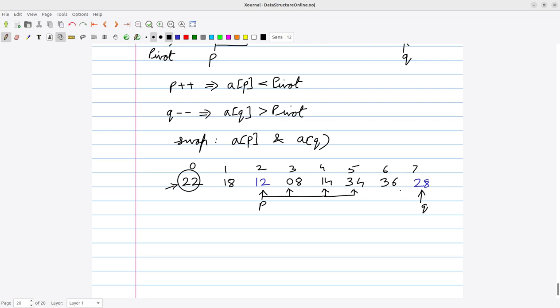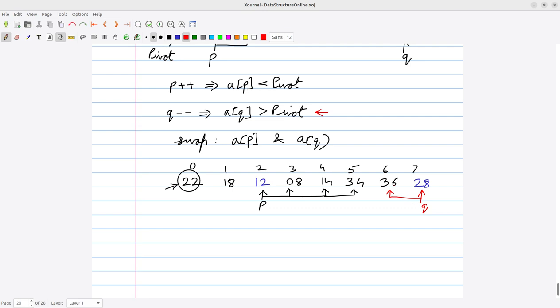Now let us focus on Q. 28 greater than 22, yes, so Q moves one step behind. Let me use another color so that it will be better over here. Let us say I use a red color for Q. 28 greater than 22, yes, so Q moves one step behind. Now Q will become Q minus minus, subject to the condition that the element pointed to by Q is greater than the pivot element. This is the condition I'm talking about.